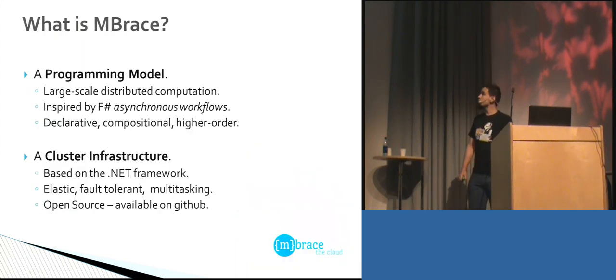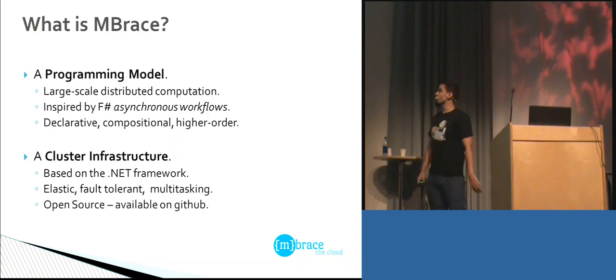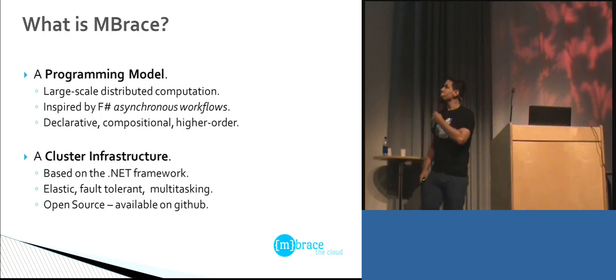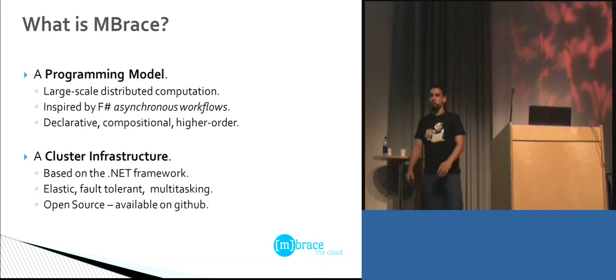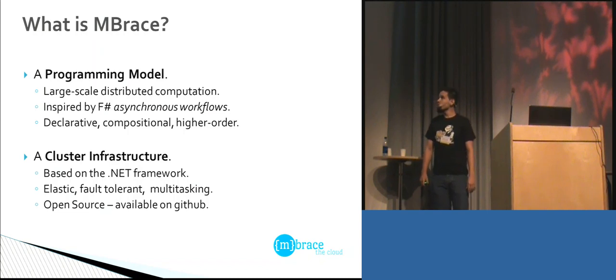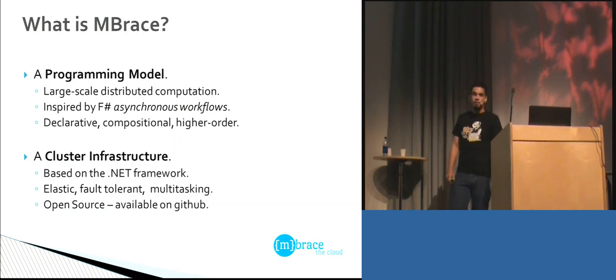To give you a definition of what EMBrace is, I probably have to give you two definitions. The first one is that it is a programming model for defining large-scale distributed computation, and this has been inspired by F-sharp's asynchronous workflows, which is, again, a programming model that allows you to define asynchronous computation in a seemingly sequential way. And, of course, it is a declarative programming model. Secondly, it's also a cluster infrastructure that we have developed. It's based on the .NET framework, and it gives various kinds of guarantees for distributed execution, and it's open source, so you can check it out on GitHub.